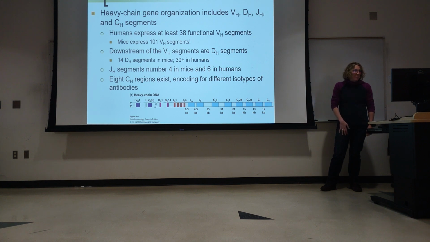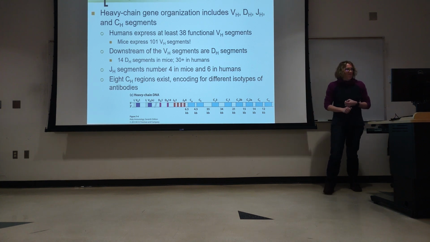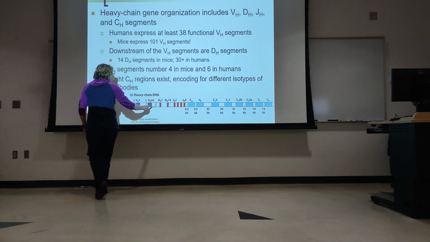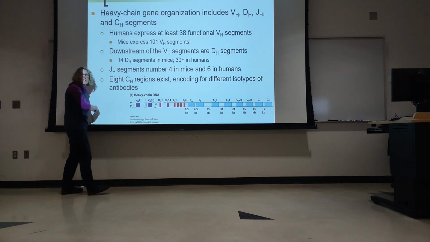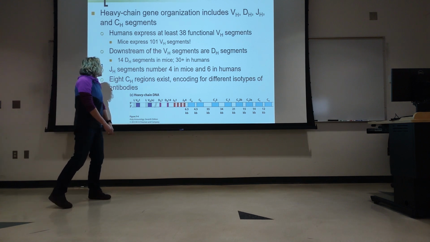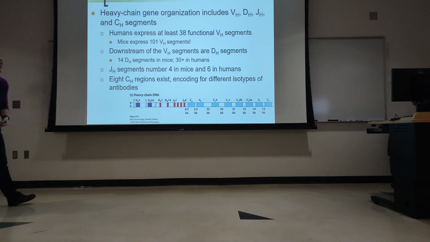So, for humans, this is pretty cool. We have 38 different versions of variable regions up here that can be mixed and matched. We have 14 diversity regions. We have 6 joining regions. And then we have our typical scattered, well, 5, but then there are the subtypes of IgG as well.